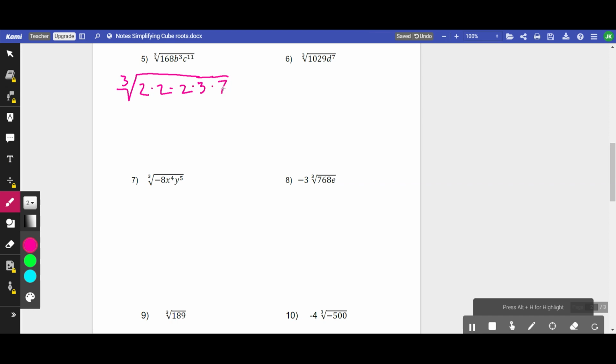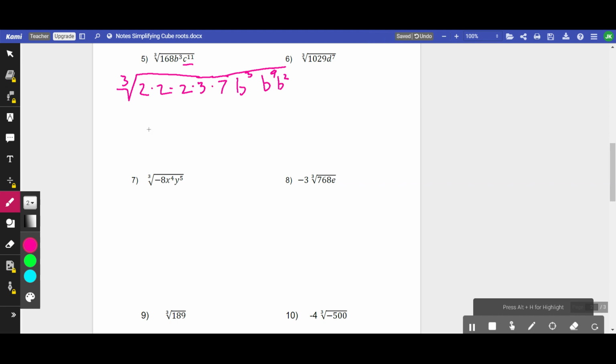And then for the variables here, if you're doing a square root, then you'd have to make sure exponents are divisible by 2. For the cube roots, these are different because you need to make sure the exponents are divisible by 3. So this b to the 3rd is fine. And then this c to the 11th, you can't divide 11 by 3, so you're going to need to rewrite it as the next smaller power. From 11, the next smaller power you can divide by 3 would be 9. So this would be c to the 9th and then c squared, because that'd be c to the 11th together.